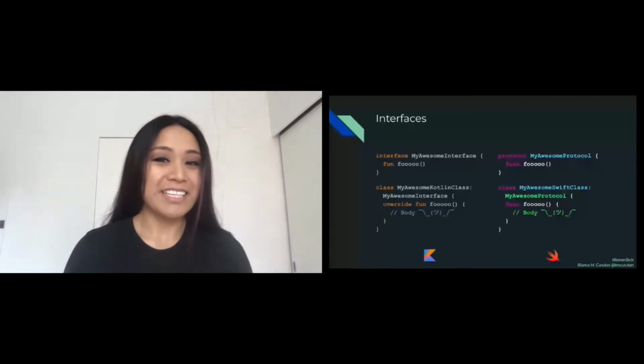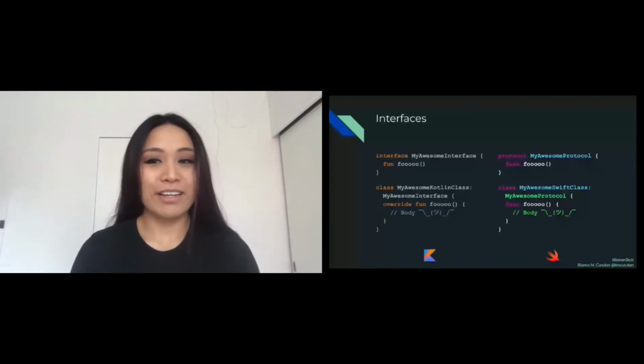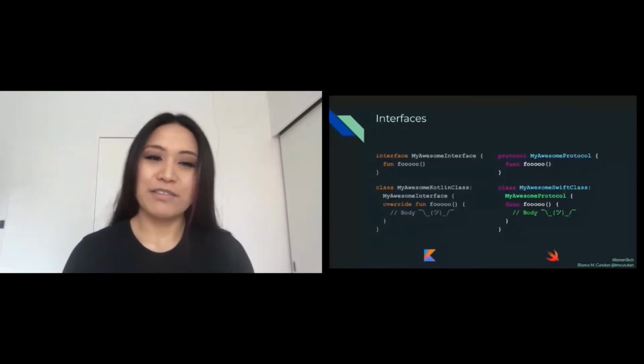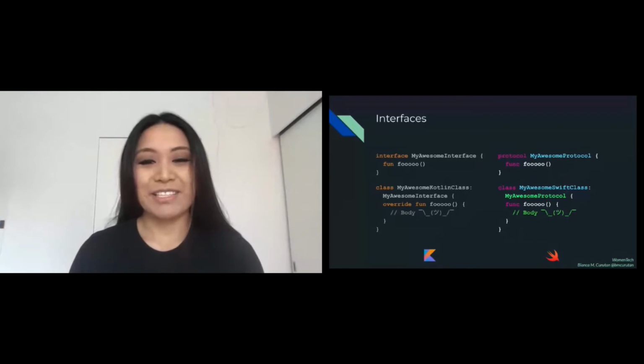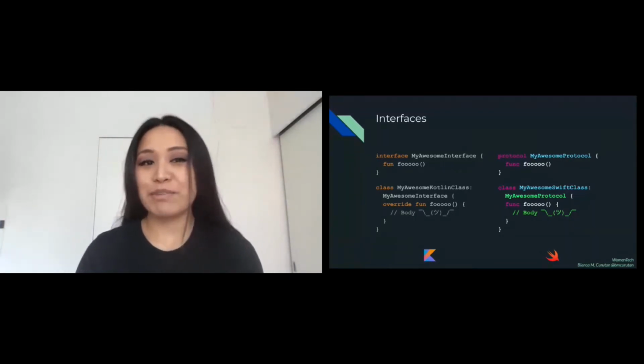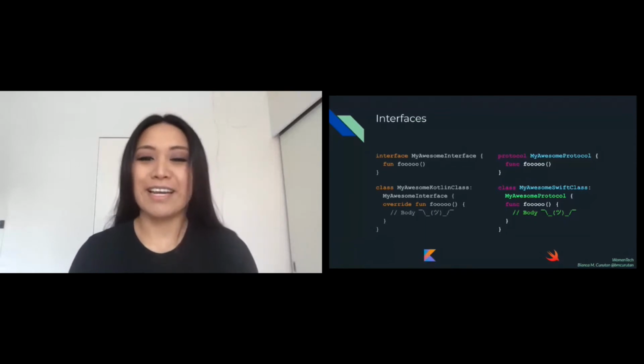So in this Kotlin example, we have my awesome Kotlin class, which implements my awesome interface with function foo. And next to it, on the Swift side, we similarly have my awesome Swift class implementing my awesome protocol, again with the function foo.